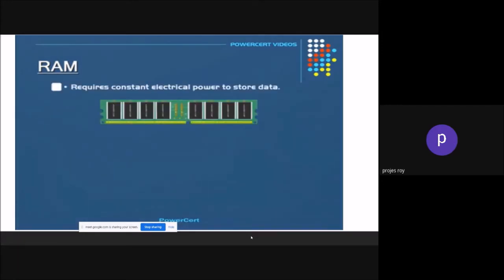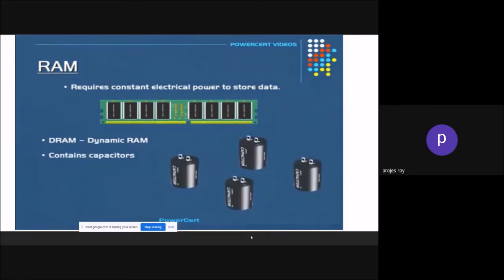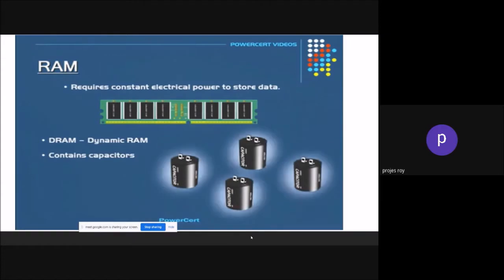RAM requires constant electrical power to store data, and if the power is turned off, then the data is erased. RAM also comes in different types, such as dynamic RAM or DRAM. DRAM is memory that contains capacitors. A capacitor is like a small bucket that stores electricity, and it's in these capacitors that holds the bit of information, such as a 1 or a 0, because that's how computers read data, which is ones or zeros.